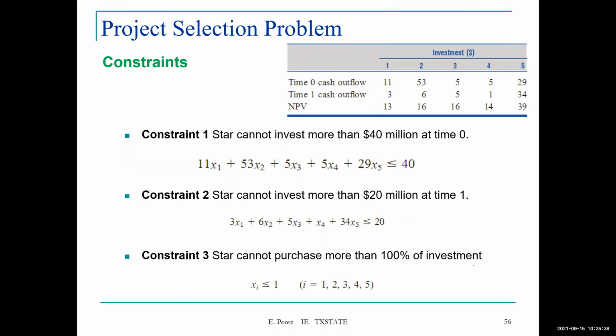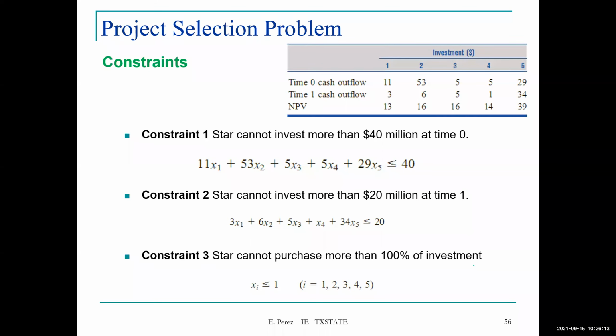Constraint 1, so we see how much it costs to invest, right? So I have 11, 53, 5, 5, and 29. The summation for that has to be less than or equal to 40. So right there, you will see, oh, well, why are we considering this, right? It's greater than 40 already. But remember, we can purchase a fraction. Even though we cannot purchase the whole thing, we can purchase a fraction, and then that will be less than or equal to 40.